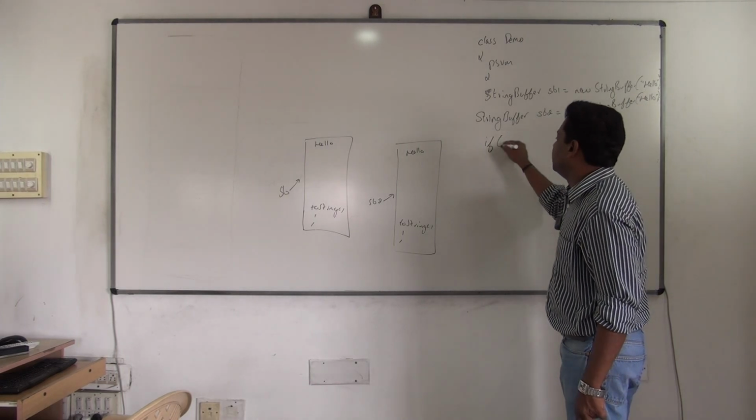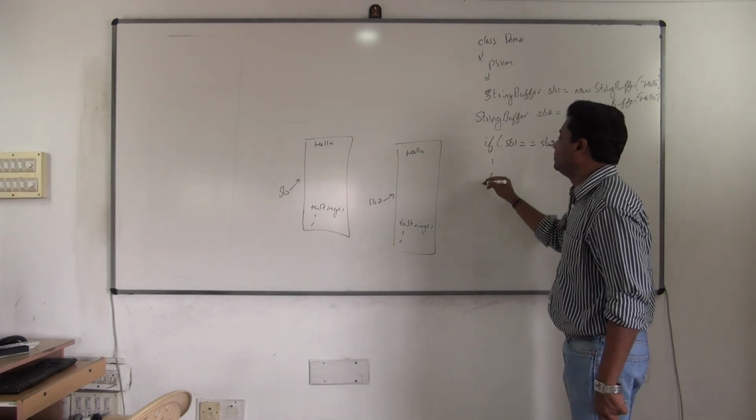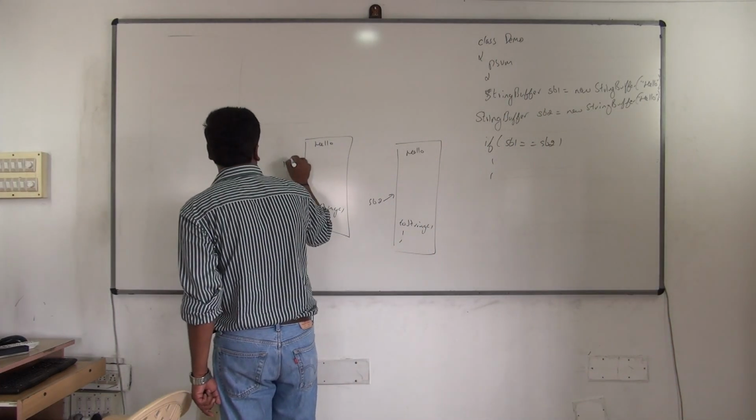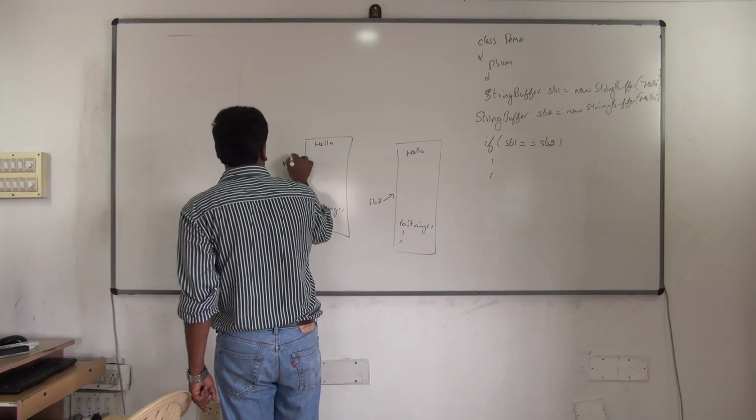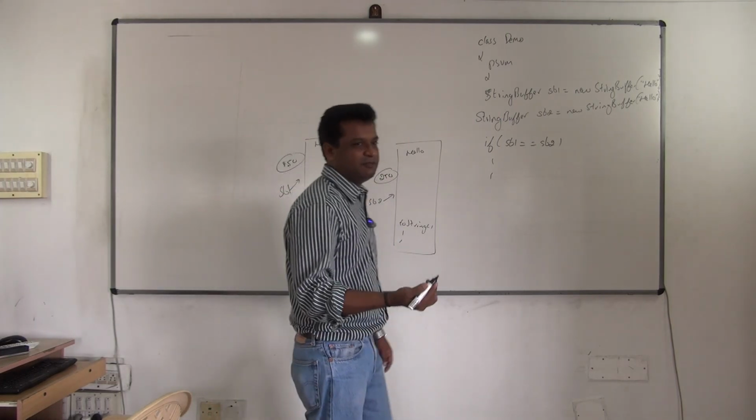One way is you can check like this: SB1 is equal to SB2. But this just checks what? The reference. This is SB1, the address might be 150 for this object. This might be 250. So I have to check the reference value, so obviously it will be false.